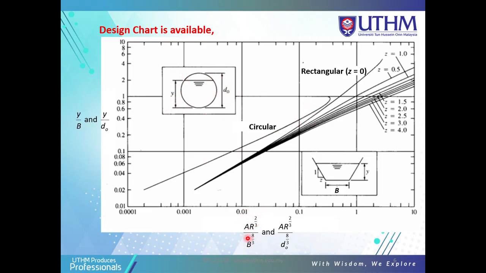And AR to the power of 2/3 over B, using the bottom width B, is for the rectangular and the trapezoidal. The Z values are 1.5, 2, 2.5 and up to 4, so you use the corresponding line here. This line is for rectangular, and this line is for the trapezoidal. The rectangular has no Z. Only the triangular and the trapezoidal have a value of Z. So you use the line for the value of Z, from 0.5, 1.5 to 2.5. This is to find the normal depth for the trapezoidal and triangular types.